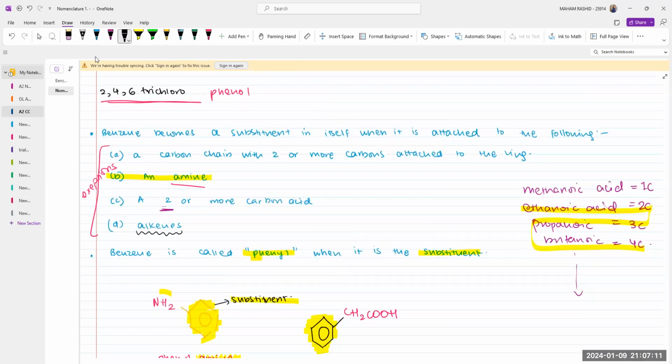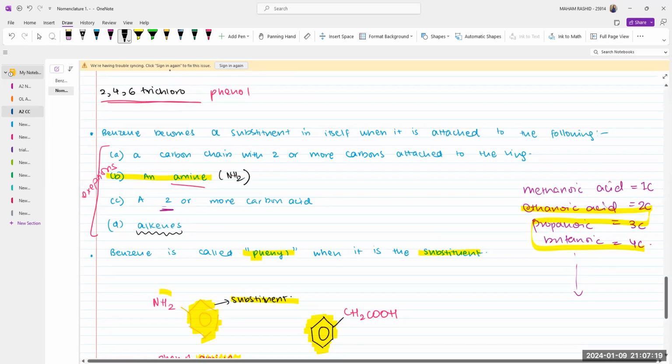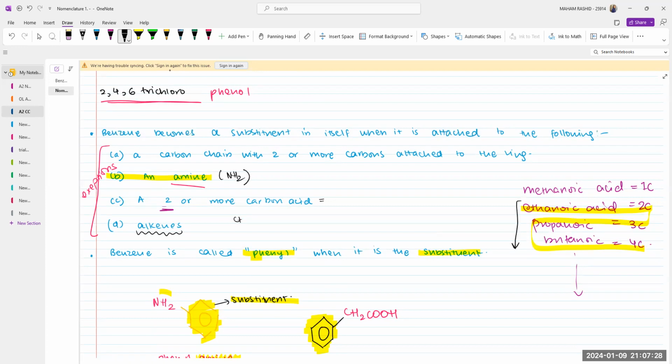But this is only when we have these four conditions: a carbon chain with two or more carbons attached to the ring, an amine, which is NH2, a two or more carbon acid, meaning all acids after ethanoic acid, or when we have alkenes, right? So we've discussed all of these examples.